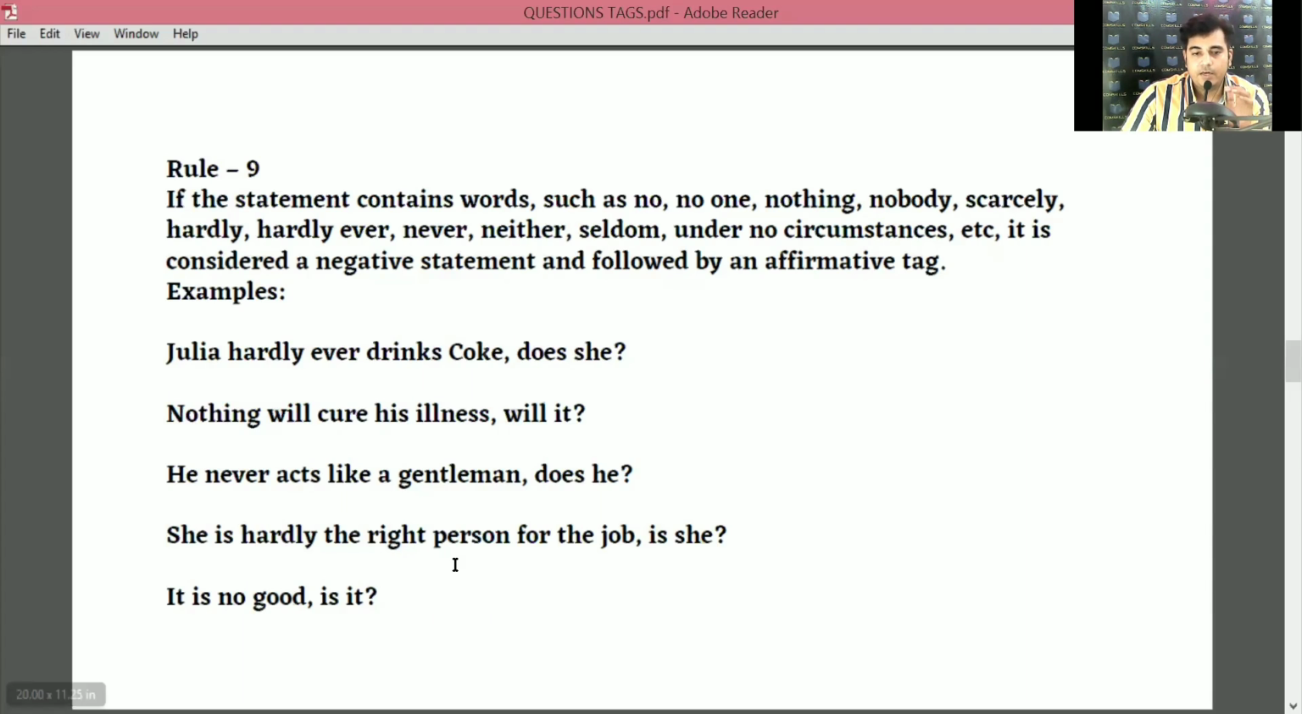She is hardly the right person for the job. Is she? We are confirming all these things. We are not sure about these things. It is no good. Is it? Is it good or not? Is it?